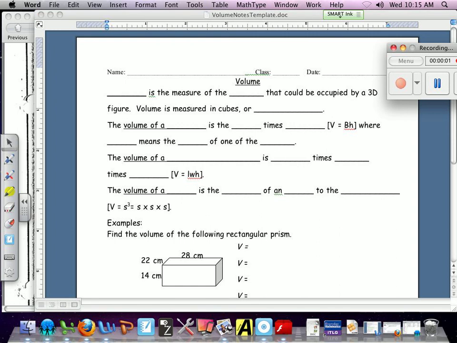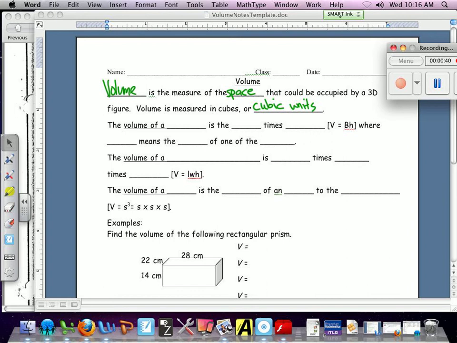About it. So the volume is the measure of space that can be occupied by a 3D figure. And volume is measured in cubes or cubic units. So it's measured in cubic units, and if you remember in science, you might have done water displacement to find volume, because it's how much space, so when the water gets displaced, that's the volume of it.